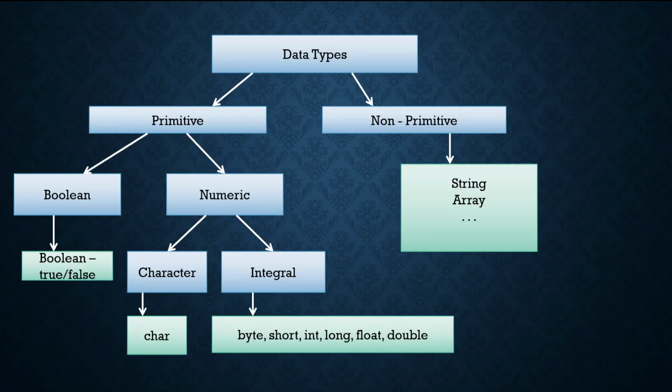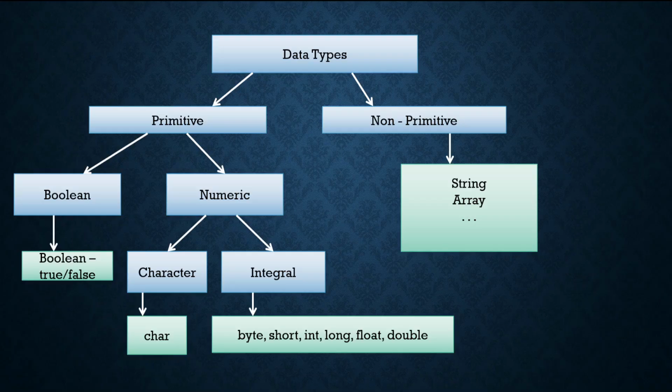The data type, sorry. The data types are divided into two types. There are two types of data type. One is primitive and another one is non-primitive. If you are aware of the normal wordings, then you know what primitive is. Primitive means the pre-calculated values. Non-primitive means, as you can see, strings and arrays.